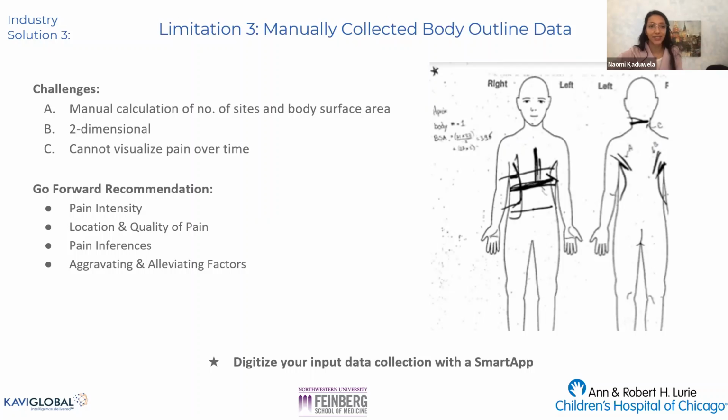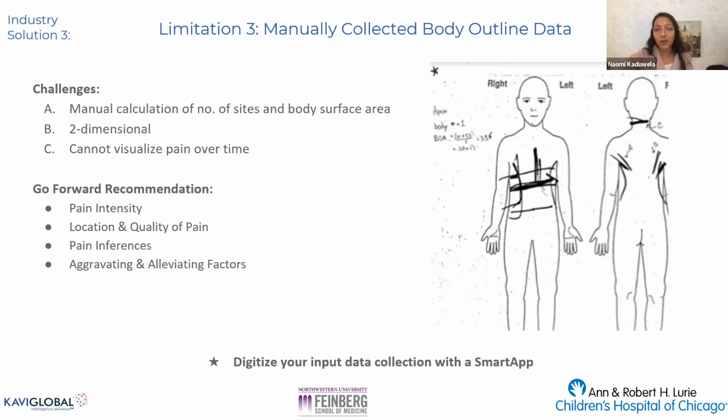And the third limitation we quickly wanted to touch on is, again, for the spine and NUS surgery, patients were filling in their pain in these body outline forms manually, and they're normally processed by looking at the number of the site and quantifying the surface area. But remember, pain is so much more than a number, and this two-dimensional figure certainly doesn't represent their pain or show the change easily over time.